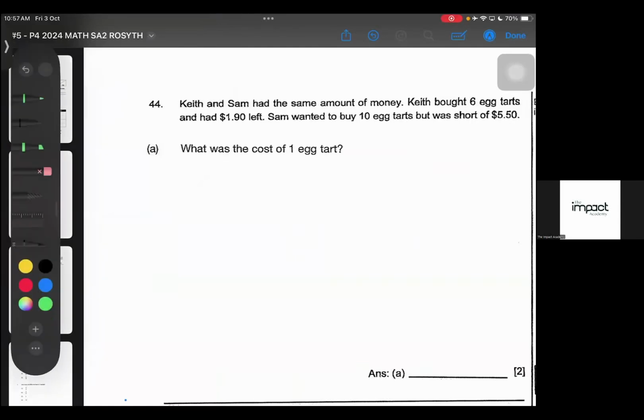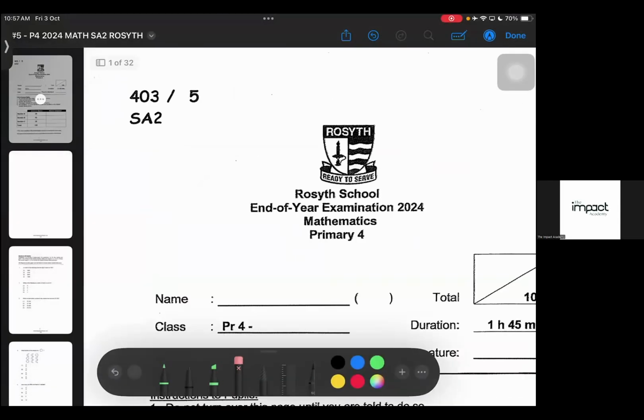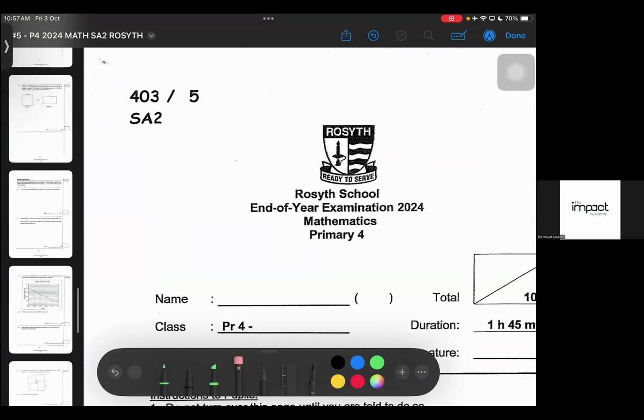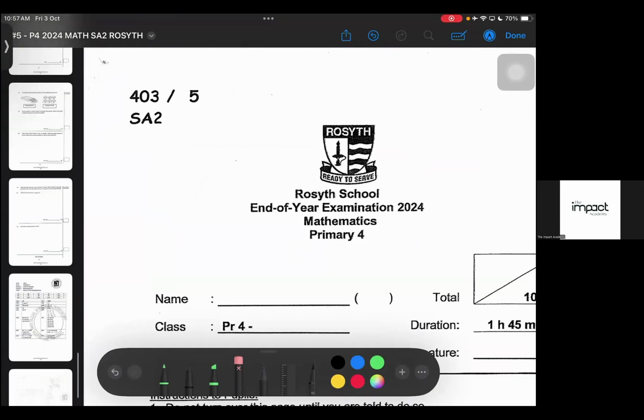Okay, so without any further ado, I just want to let you know that this is a Rosyth paper. I'm starting from all the way at the back because those are the questions that students tend to struggle with.